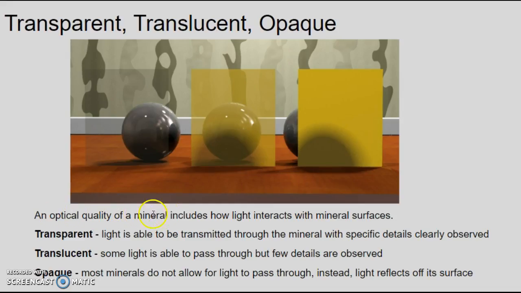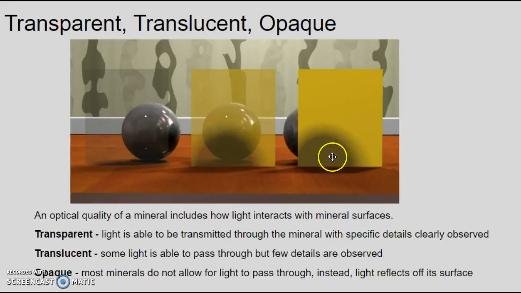An optical quality of a mineral includes how light interacts with the mineral's surface. So here we see a transparent surface. Light is able to be transmitted through the mineral with specific details clearly observed. Translucent is saying, well, some light is able to be transmitted through, but only a few details can be observed. So some light makes it through, not all of it. It's not as clear. And opaque.